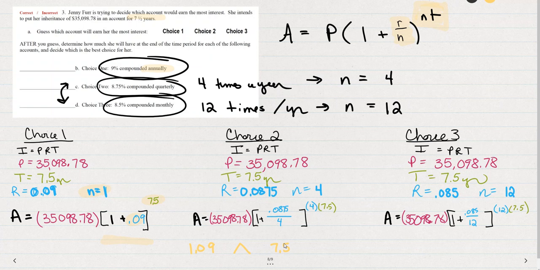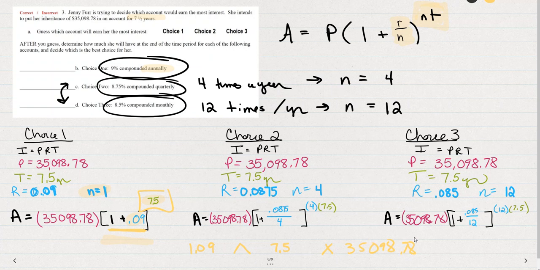And do you see what I'm doing? I'm applying the order of operations. I'm doing what's inside the grouping symbol first, 1 plus 9/100ths. And then I'm doing the exponent raised to the 7.5. And then I'm going to go back and multiply by the principal, which gives $35,098.78. Try that on your calculator and see what you get, and then we'll compare that to the next example.